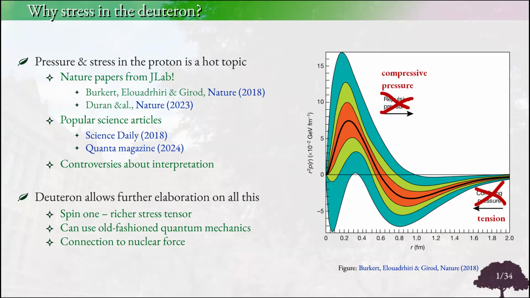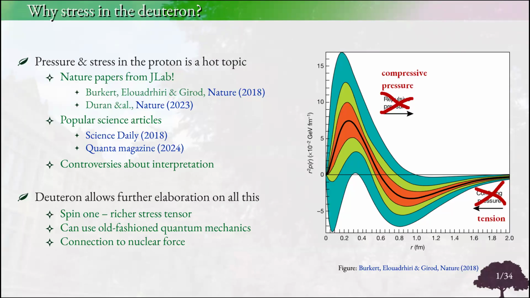At the same time, there's also some controversy about the validity of the mechanical interpretation. So we have both popular articles and controversies. Makes it a very exciting topic. Looking at the mechanical properties, not just of the proton, but the deuteron allows for elaboration on all of this and could potentially touch on the controversies too.